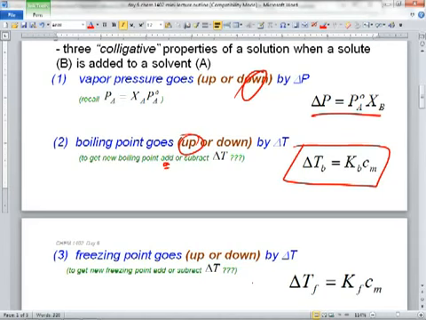One of these is the concentration term, just like before. Because these are colligative properties, the more solute you add, the more the boiling point is going to go up. One of these terms, KB or CM, is the concentration term. Which one is it? The CM.